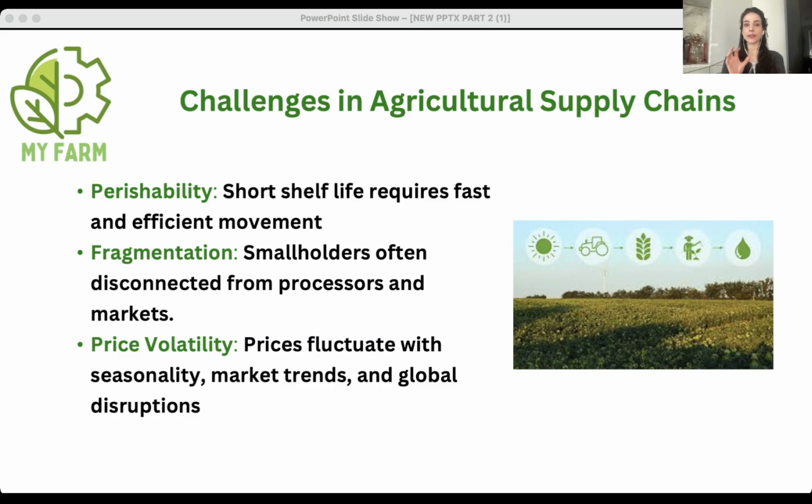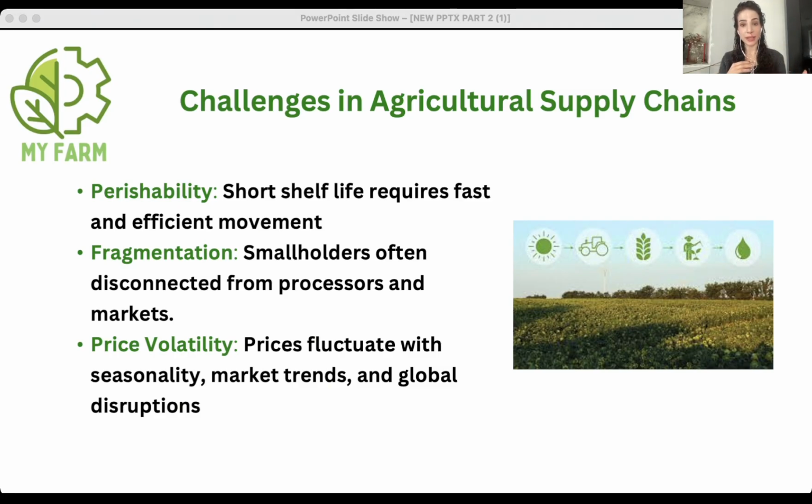Well, if we look at the challenges in agricultural supply chains, perishability is one of the obstacles we face. So many products have a short shelf life, and this indeed requires fast and efficient movement. The second challenge relates to fragmentation. So in many regions, supply chains are disjointed, with smallholders disconnected from processors and markets.